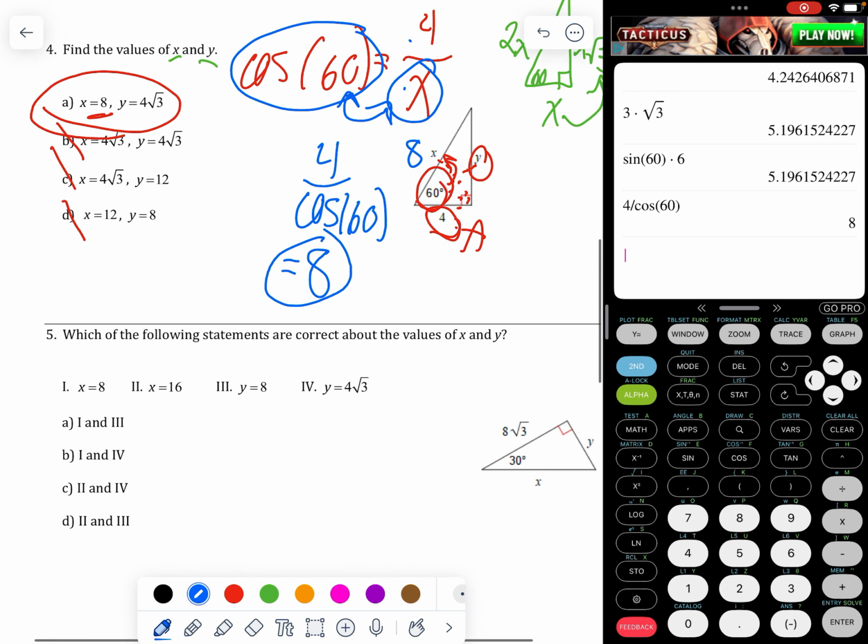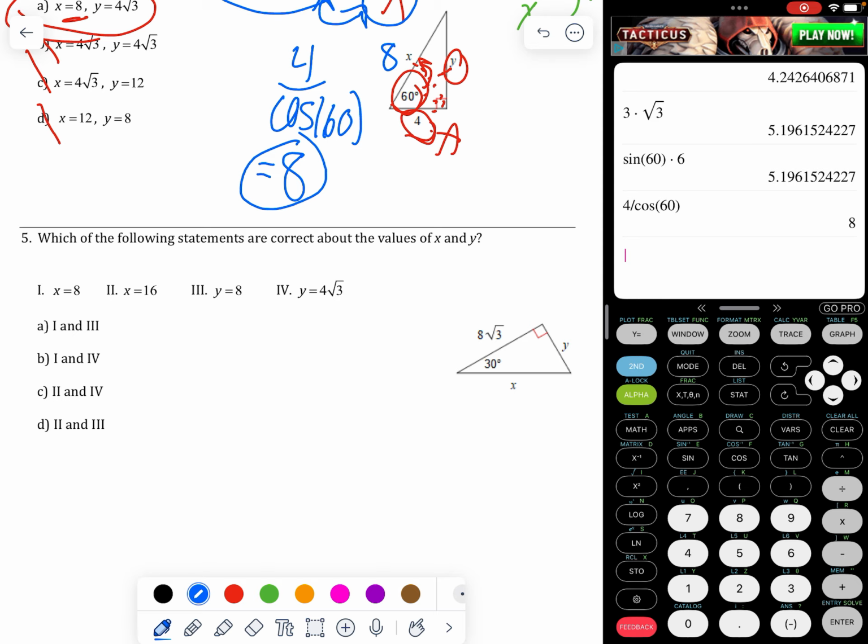Very similar to number 4. They just kind of want us to figure out out of 1 and 2 which one's correct, out of 3 and 4 which one's right. So we're kind of checking our x, see if it's 8 or 16, and our y to see if it's 8 or 4 times the square root of 3. Again, we have that 30, 60, 90 triangle.